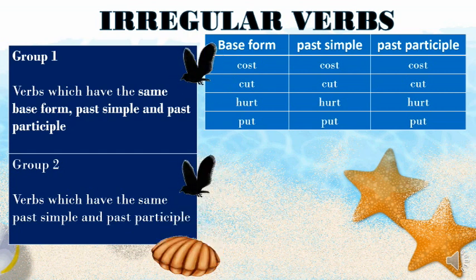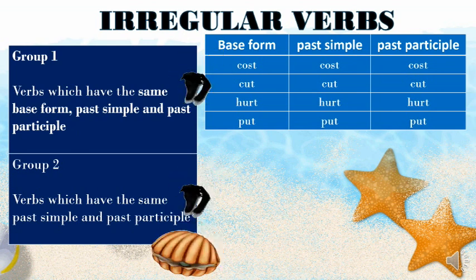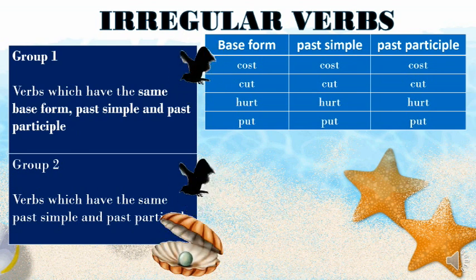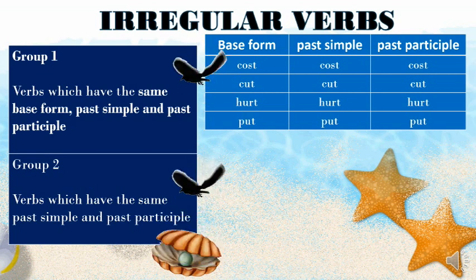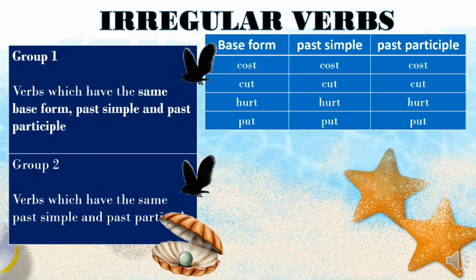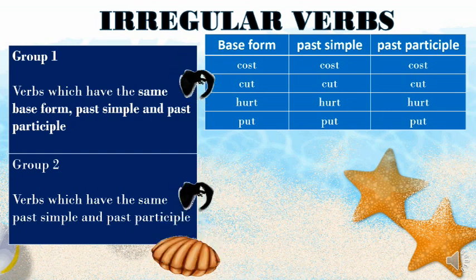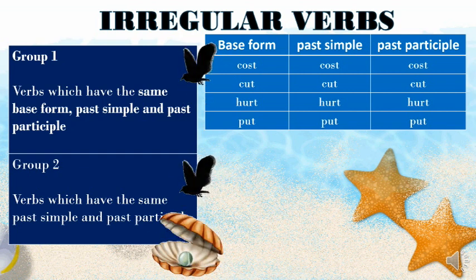Base form is originally how it looks. Cost, that word we are taking, that's the base form. When we change it to past simple form, it's the same, it's cost. Past participle also says cost. Cut, cut, cut. Hurt, hurt, hurt. Put, put, put. We don't say cutted, putted, hurted, costed.